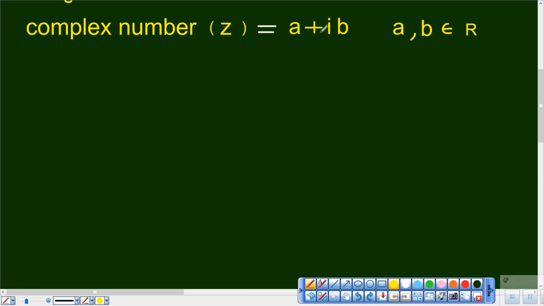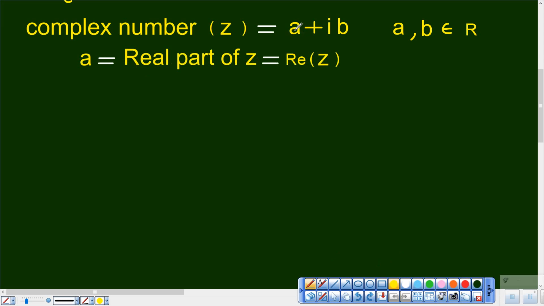Basically, it is a doublet of real numbers. And a and b, which are occurring in the complex number Z, b with i and a separately, a is called the real part of the complex number Z.